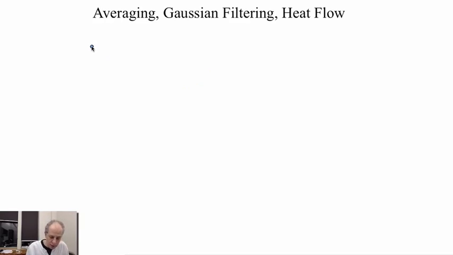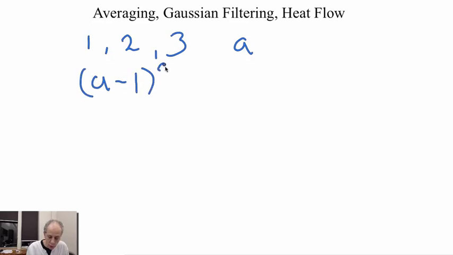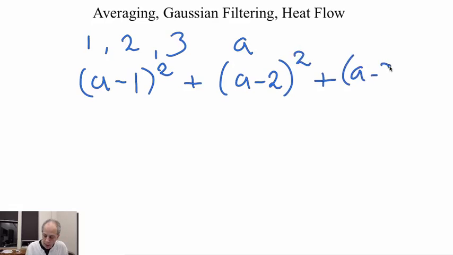Let's assume I give you three numbers, 1, 2, and 3. And I'm asking you the following question. I'm asking you to find a number a such that (a minus 1) squared plus (a minus 2) squared plus (a minus 3) squared is as small as possible.